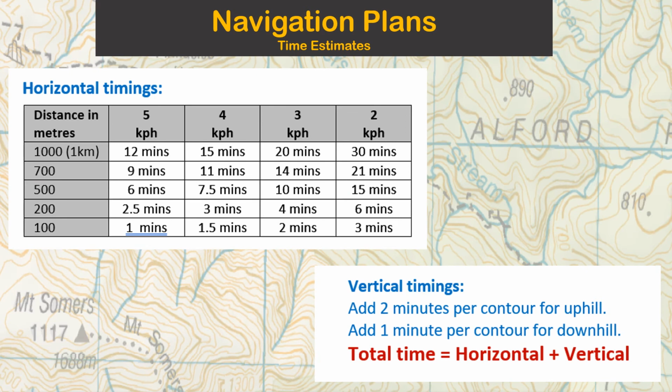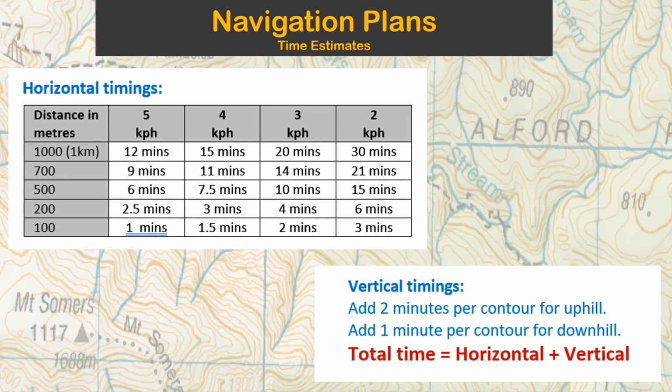Here we have two charts that can help you with estimating your times. One is the horizontal timings and the other is the vertical timings. If we just look at the horizontal timings, you'll see on the top here, kilometers per hour. So this will be the speed that you or your group are traveling. So 2 kilometers is pretty slow on untracked terrain, and then 4 or 5 kilometers an hour is pretty quick on tracked terrain. 3 kilometers an hour is probably your average, but it will vary depending on your fitness and whether you're in a group. Larger groups tend to walk slower than smaller groups.